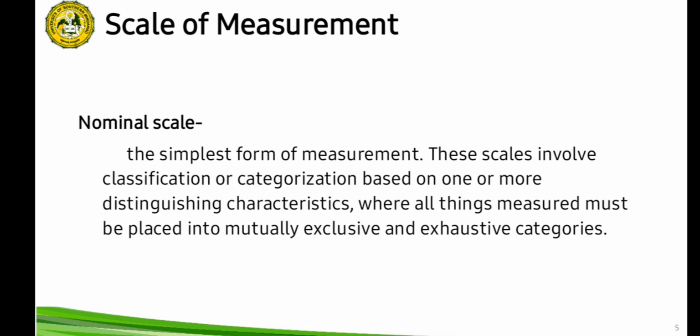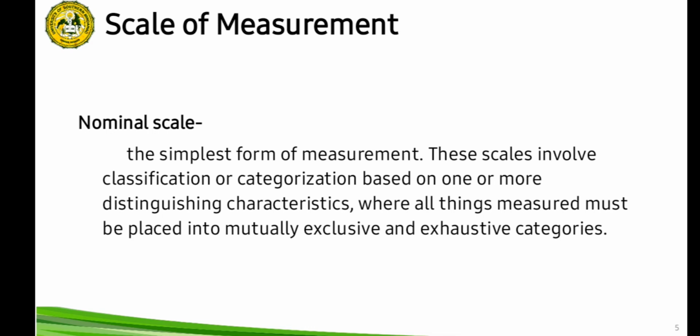So the first scale of measurement is the nominal scale. It is the simplest form of measurement. These scales involve classification or categorization based on one or more distinguishing characteristics, where all things measured must be placed into mutually exclusive and exhaustive categories. Since it deals with non-numerical properties, a nominal scale does not rely on numbers. Tags or labels are used to correlate value with rank. It distinguishes objects depending on the categories to which they belong.